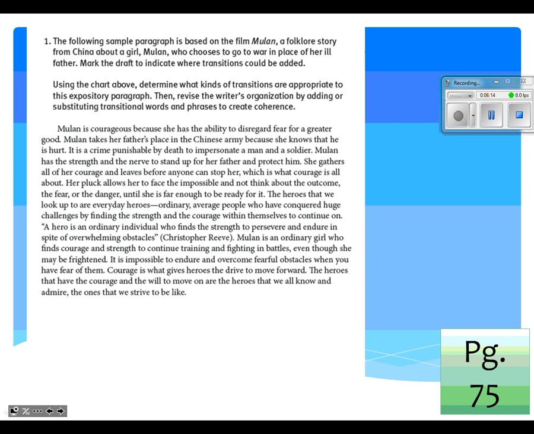I'm going to go ahead and have you focus on page 75. And on 75, you're going to do a little bit without me. First, let's go ahead and figure out what it's asking us to actually do. So, Maggie, could you read number 1 for us on the top of page 75?